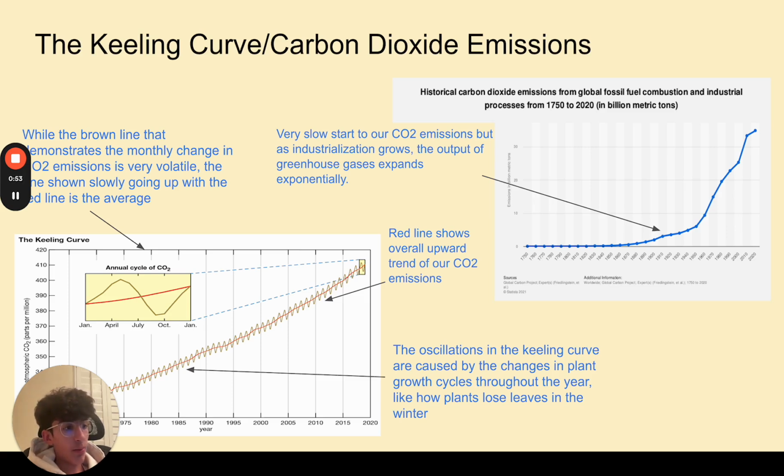Over many years, an upward trend is shown through the Keeling curve. This is because of our continually growing carbon output into the atmosphere because of our use of fossil fuels and other impacts. The oscillations in the Keeling curve are caused by the changes in plant growth cycles throughout the year, like how plants lose leaves in the winter. As shown in the graph to the right, there's a very slow start to CO2 emissions as industrialization grows, but soon the output of greenhouse gases expands rapidly.